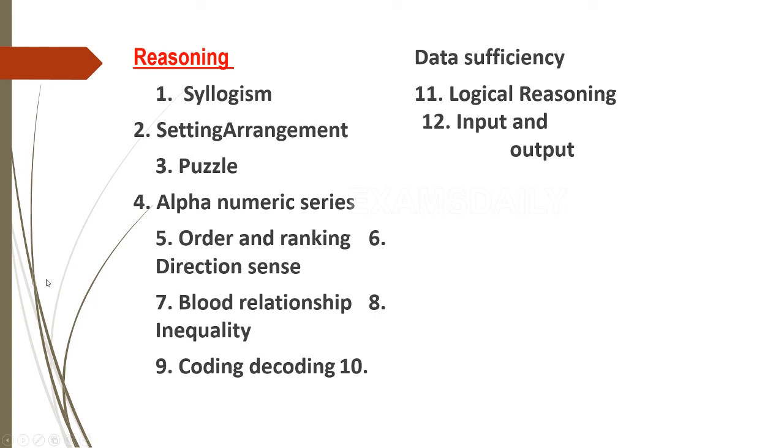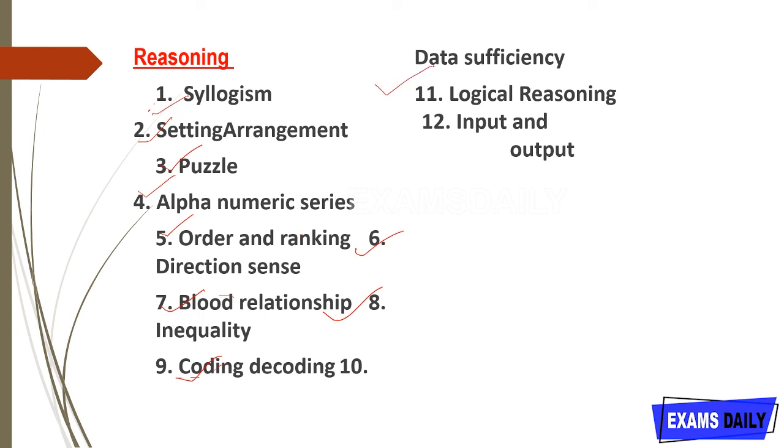And for reasoning, there are 12 topics under this. Likewise for preliminary, here too the very same syllabus, but the level of questions may vary for mains and preliminary examination. And the first topic is syllogism, seating arrangement, puzzle, alphanumeric series, order and ranking, direction sense, and blood relationship, inequalities, coding and decoding, and then data sufficiency, logical reasoning, input and output. And these are the topics for reasoning.